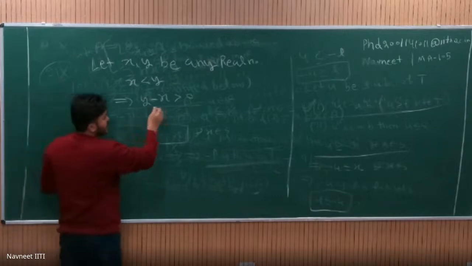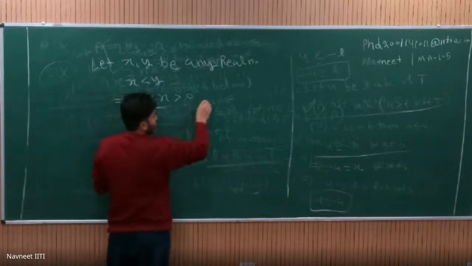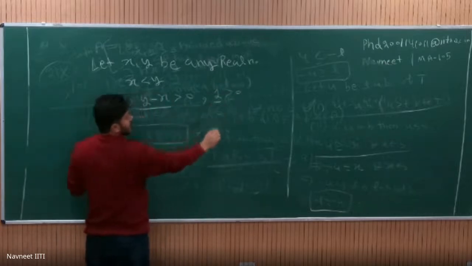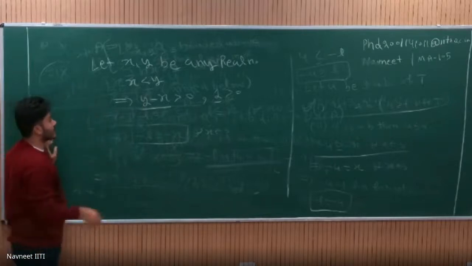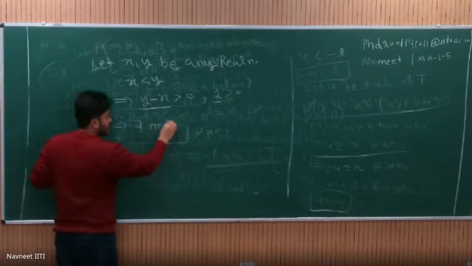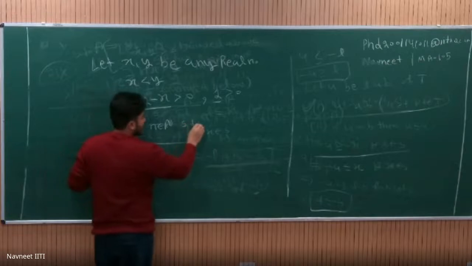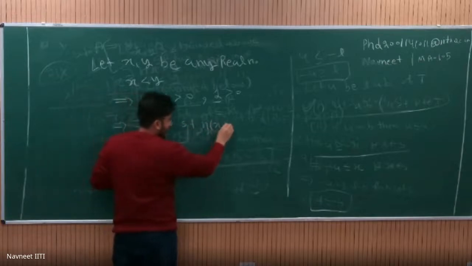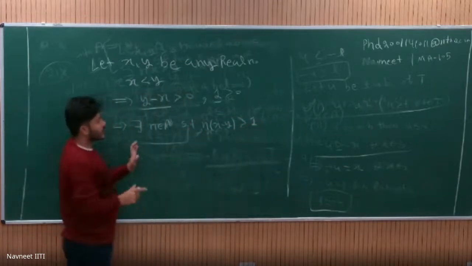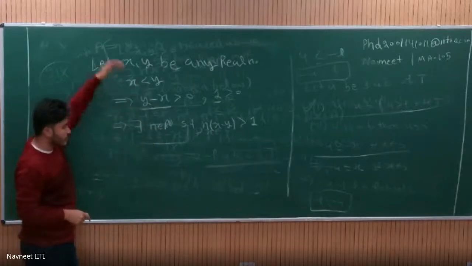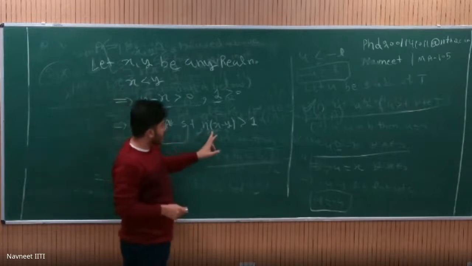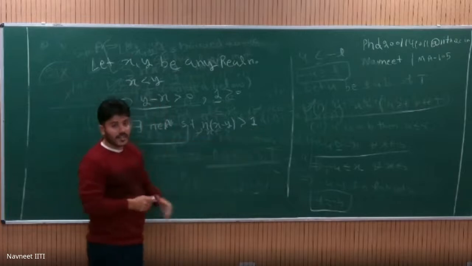Now this is a number which is greater than 0. You know 1 is also greater than 0. That means y minus x and 1 are two positive real numbers. Then by Archimedean property, there exists a natural number n such that n times (y minus x) must be greater than 1. There must exist some natural number, maybe very large, 100, 1000, but definitely there exists some n such that n times (y minus x) is greater than 1.